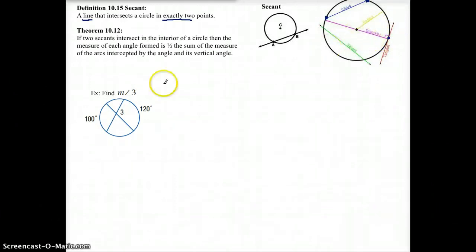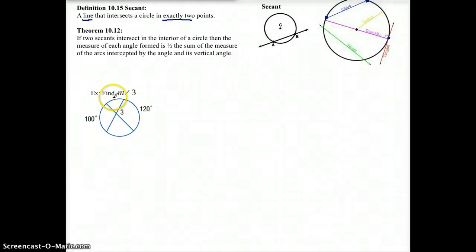Okay. Now we have Theorem 10.12 here. Theorem 10.12 says if two secants intersect in the interior of a circle, then the measure of each angle formed is 1/2 the sum of the measure of the arcs intercepted by the angle and its vertical angle. So I can see here that I have two secants, and even these are actually chords, but they work the same as secants because I can imagine that they keep going.